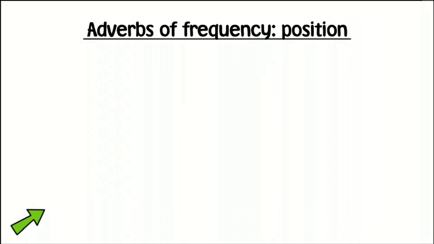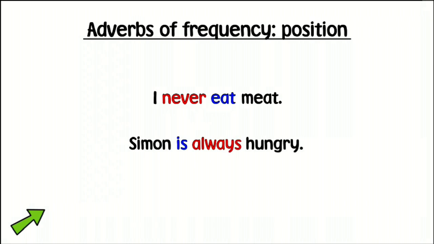Look at the position of adverbs of frequency. I never eat meat. We usually put the adverb of frequency before the main verb. Look at the position of the adverb of frequency with be. Simon is always hungry. We put the adverb of frequency after the form of the verb be.